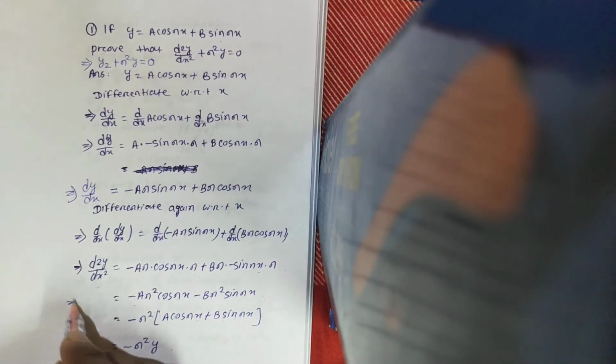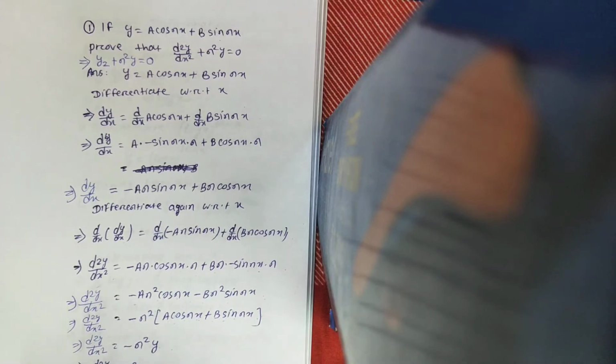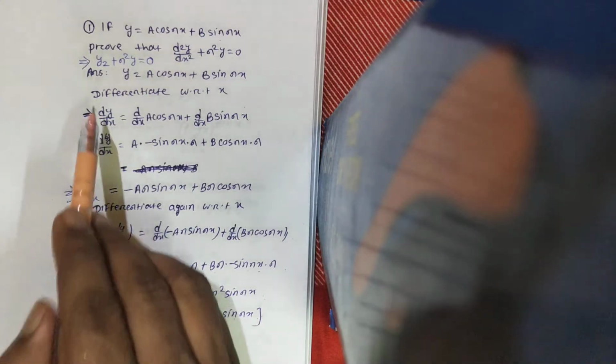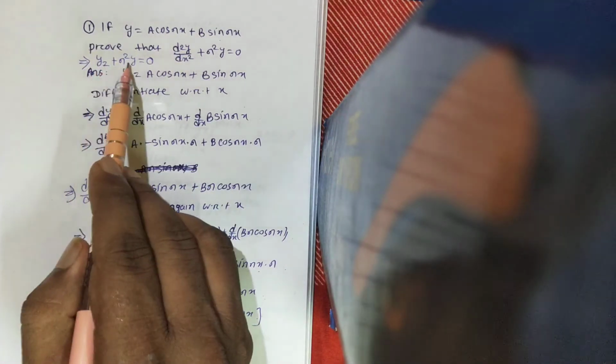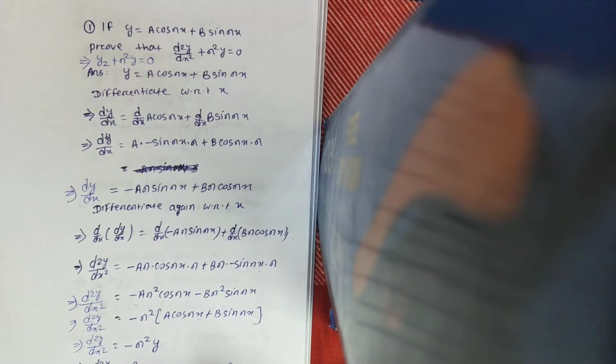Here I can write these as d square y by dx square. In some books the question is given like this, or in some books the question is to find out y2 plus n square y is equal to 0. Already we know that d square y by dx square can be written as y2, so y2 plus n square y is equal to 0, proved.